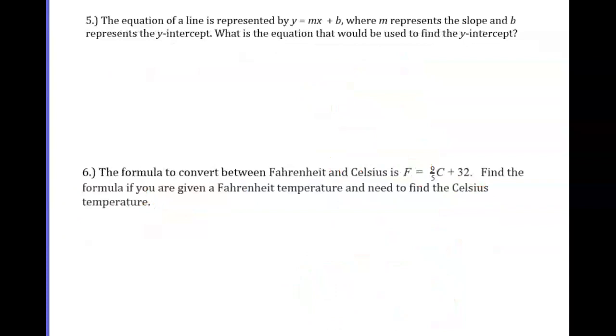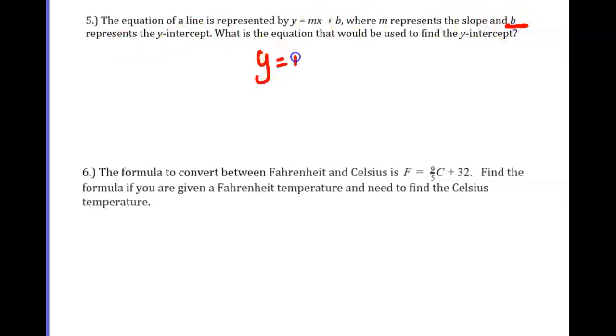All right, moving on to number 5. The equation of a line is represented by y equals mx plus b, where m represents the slope and b represents the y-intercept. What is the equation that would be used to find the y-intercept? Now be careful, it's not the variable y. The y-intercept is actually the b, and we're going to be using this in the next couple of weeks. So we're solving for b.